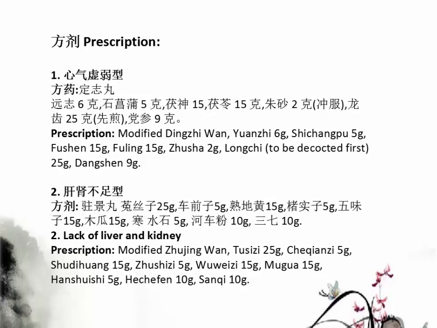This first one looks more for opening up the orifices. All right. Most of these, like Shi Chang Pu, Yuan Zhi, Ding Zhi Wan, modified Ding Zhi Wan. And for lack of liver and kidney deficiency, we can use the Zhu Jing Wan. All right, see the tonifying the kidney points here.